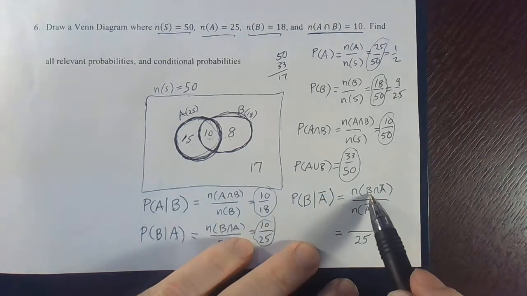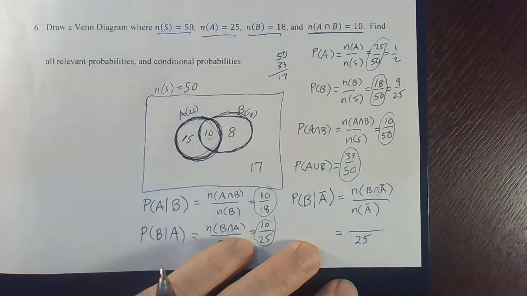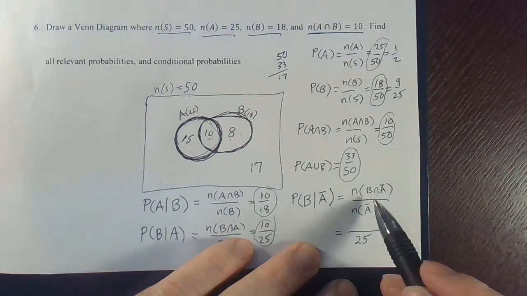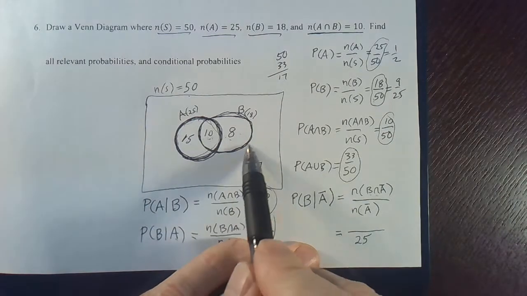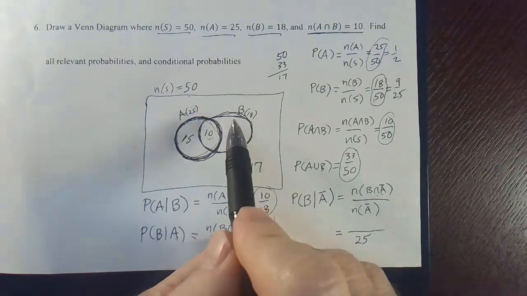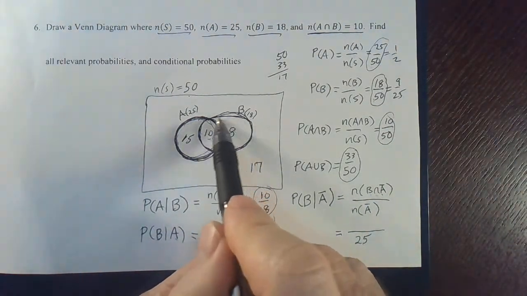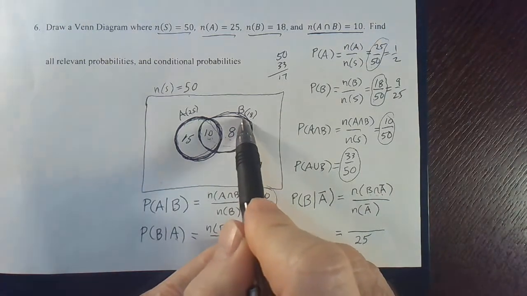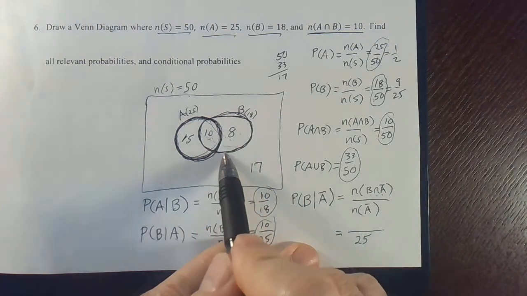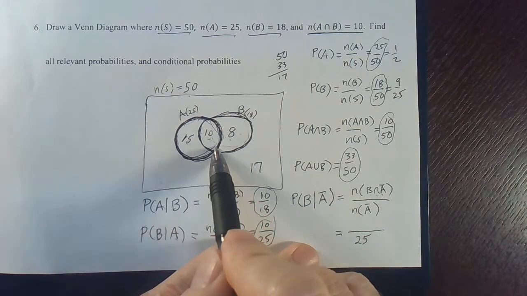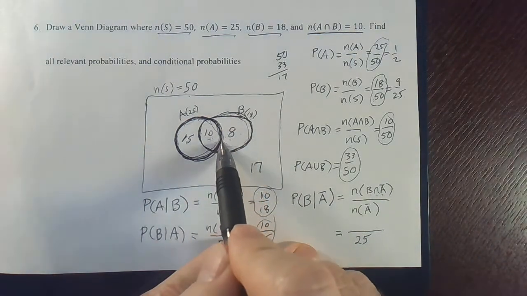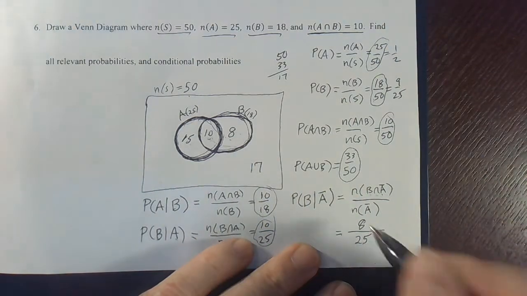Okay, so how many elements are there in B intersected A complement? Do you remember what B intersect A complement is? It means you're in the circle B and not in A. So that means you must be in this region right here. So how many elements are in that region? Just 8. 8 over 25.